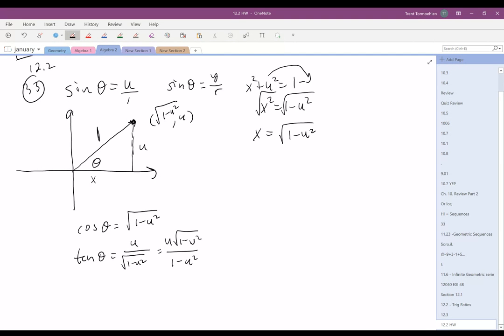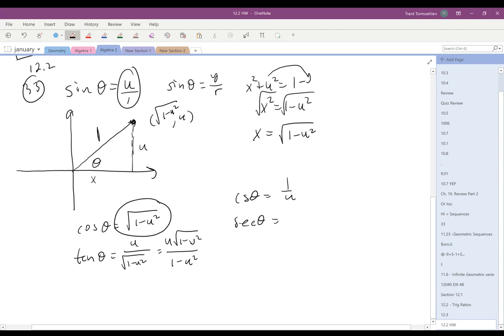And then we do the reciprocals of all these, and so the cosecant of theta is the reciprocal of sine, and so it's just 1 over u. The secant of theta is just the reciprocal of cosine, which means it's going to be 1 over the square root of 1 minus u squared, which is the same as the square root of 1 minus u squared over 1 minus u squared when you rationalize. And then the cotangent is just the reciprocal of tangent, and so it's just going to turn out to be the square root of 1 minus u squared over u.